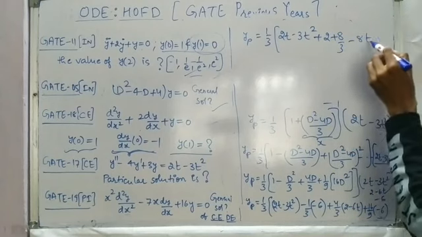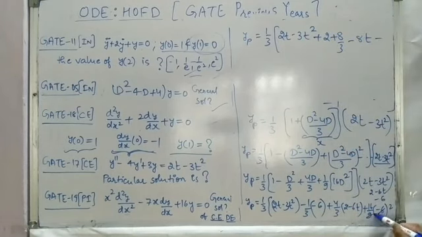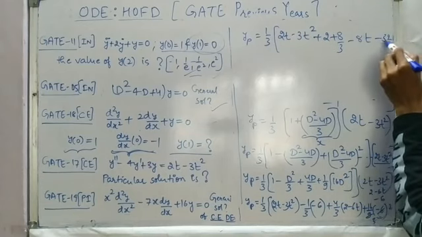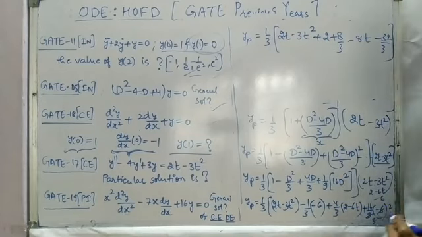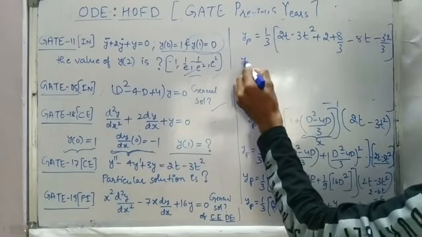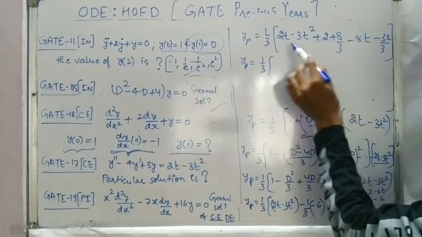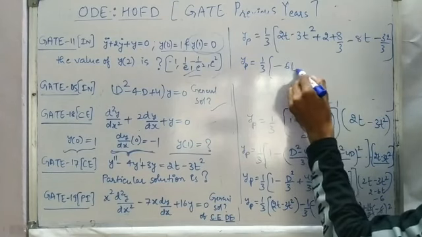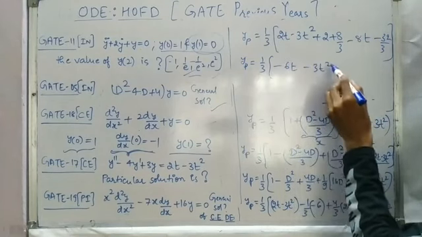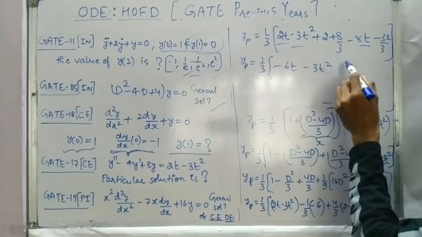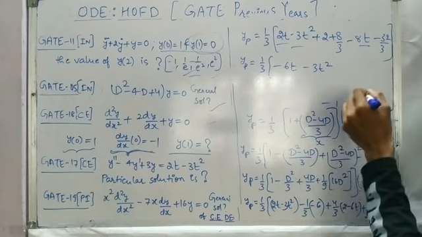And minus 3 2s are 6, 3 3s are 9. So 32 by 3. Right, okay. So we have yp is equal to 1 by 3, and let's write all t terms together. 2t minus 8t is nothing but minus 6t, minus 3t square. So this and this are over, this also over. So 2 plus 8 by 3 minus 32 by 3.